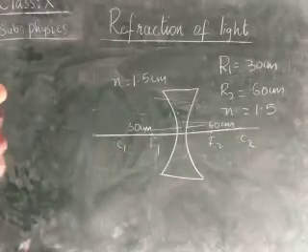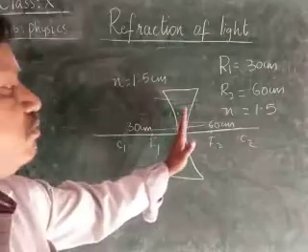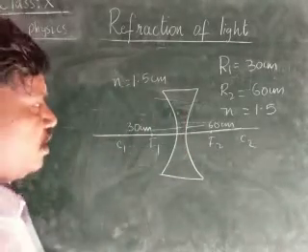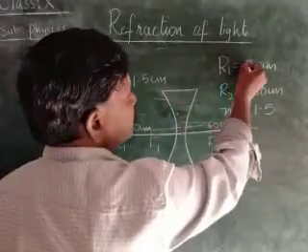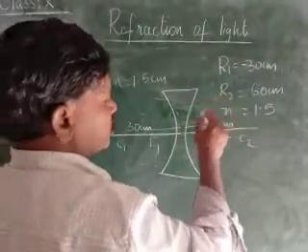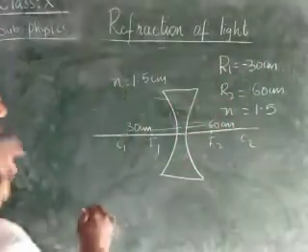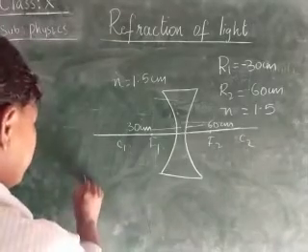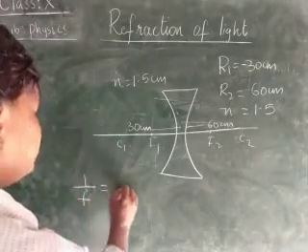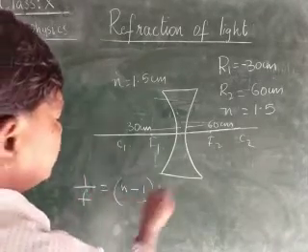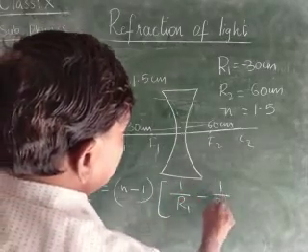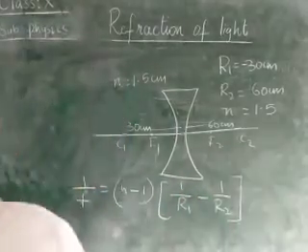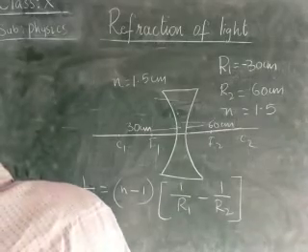Here we should apply the sign conventions. When an object is on the left side, we measure from the optic center. Left side is normally negative, right side is positive. Okay, here we use the lens maker's formula: 1 by f is equal to (n minus 1) into (1 by r1 minus 1 by r2).